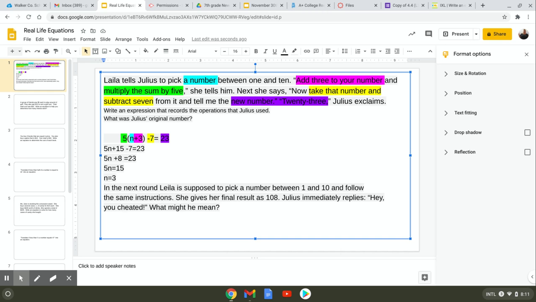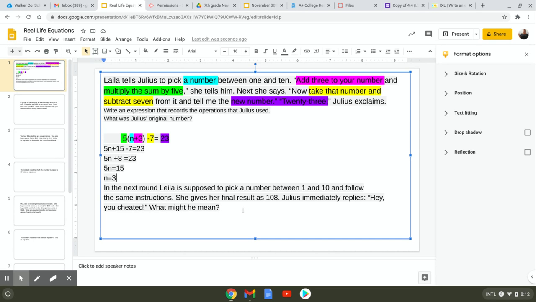So if we go back up here and we put that in, we would say that if n is 3, then 3 plus 3 is 6. 6 times 5 is 30. And 30 minus 7 is equal to 23. So our answer is correct.